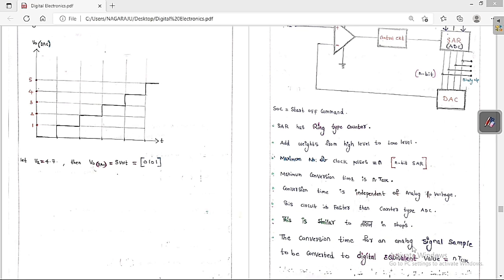The conversion time for an analog signal sample to be converted to its digital equivalent value is equal to n into T clock. I have already told you, if you want to convert any analog signal into the corresponding digital equivalent, the time taken is n into T clock. These things I have already told you in the case of the SAR. It depends only on the number of bits of the binary input, but it is independent of the input voltage, no matter what the input voltage is. So within this time we are going to get the result. But a small amount of error is always going to be present. Without error there is nothing like that; you will always get an error.